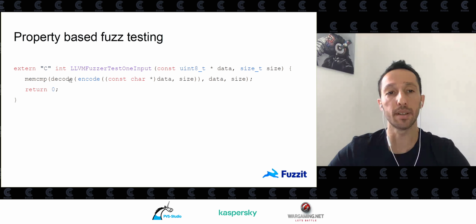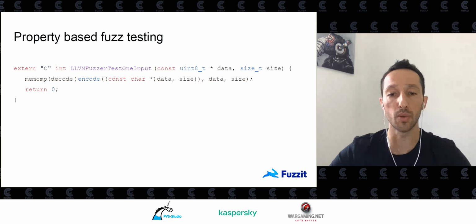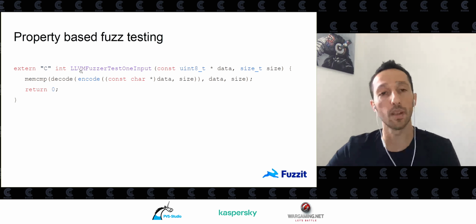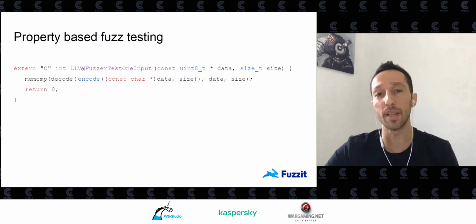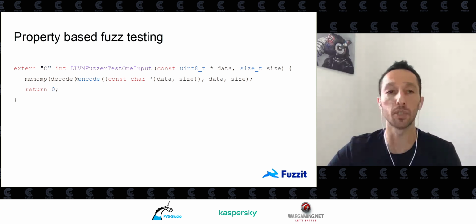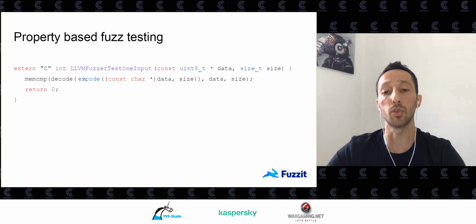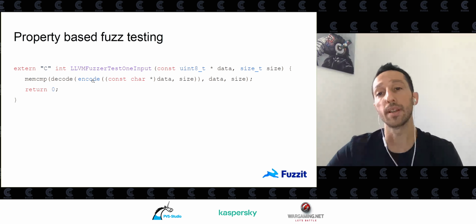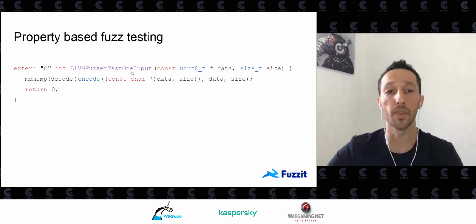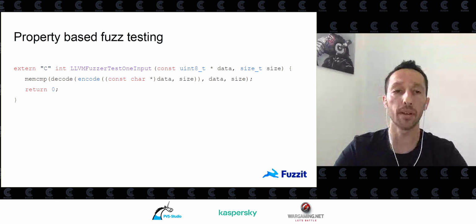This is a basic standard property of an encoder or any encoder-decoder library. This is why it's called property-based fuzz testing. We want to find the property which is always true. In this case, we know that encoding and decoding the data should leave the data intact, so we should get the same data. We compare the data that we got from the fuzzer and the data that we got from encoding and decoding using our library.